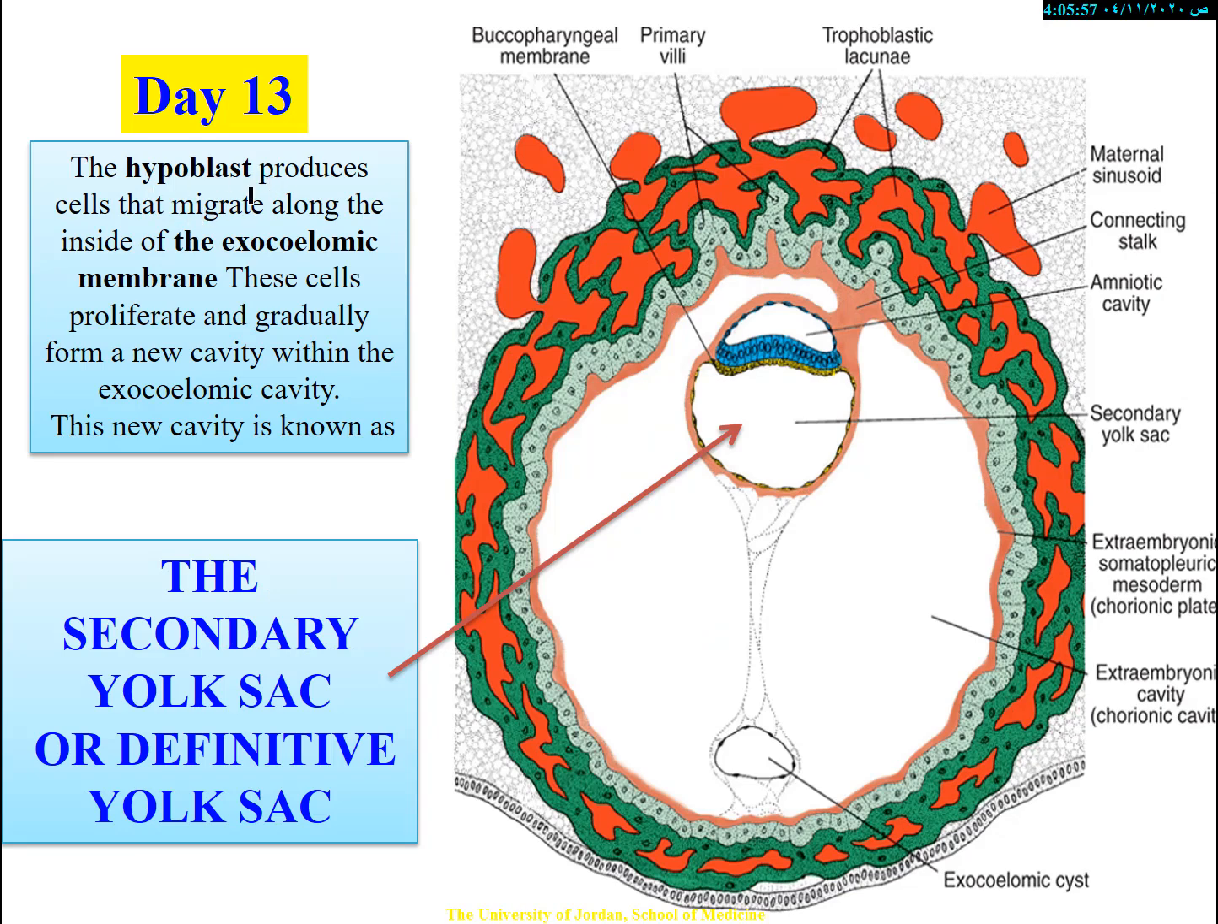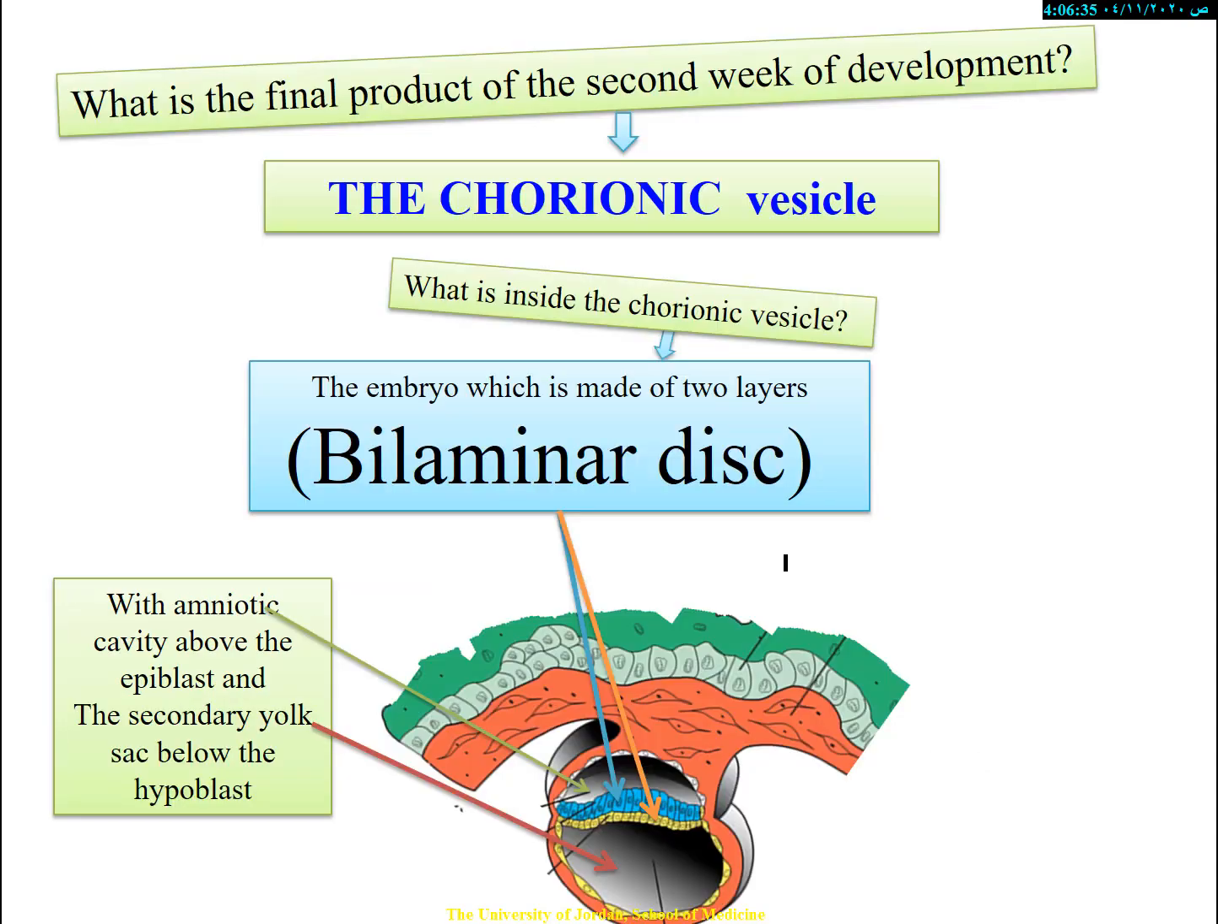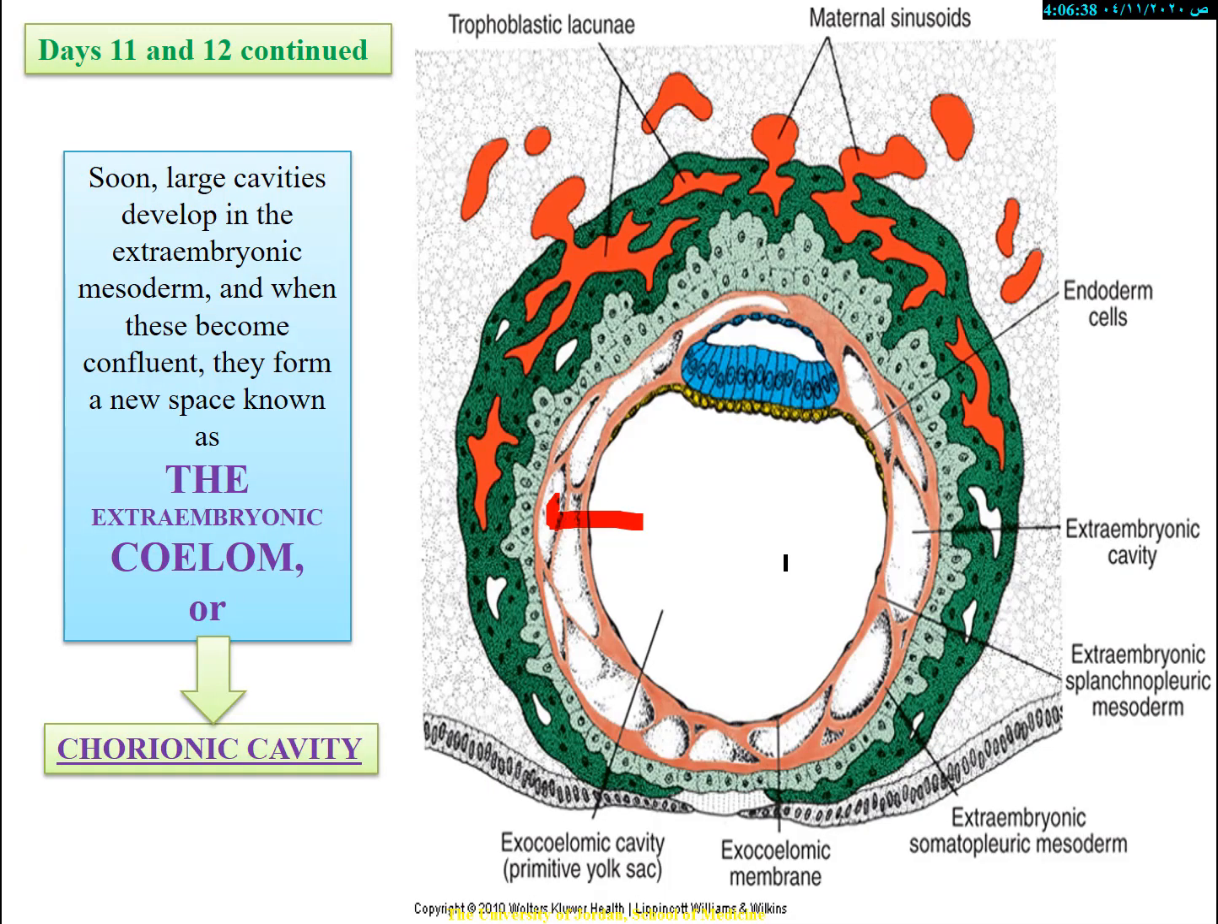So the hypoblast produces cells that migrate along inside the exocoelomic membrane. These cells proliferate and gradually form a new cavity within the exocoelomic cavity. This new cavity is known as the secondary yolk sac or definitive yolk sac here. Of course, this would be the secondary yolk sac. And there you go. Here is the chorionic cavity. So the key here is that everything is dividing into two. I would come to this as we proceed.